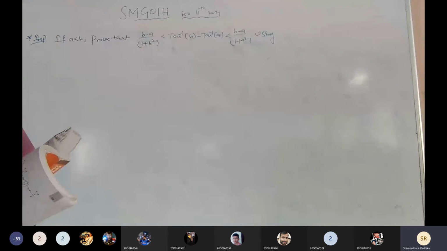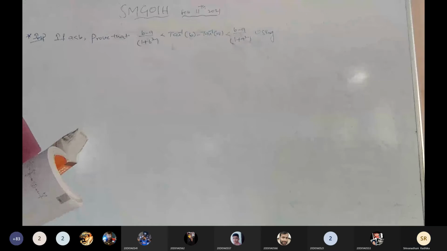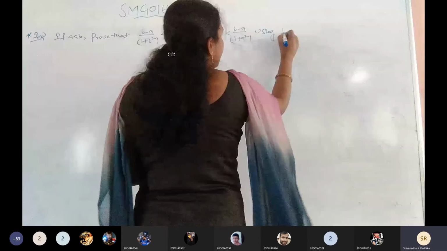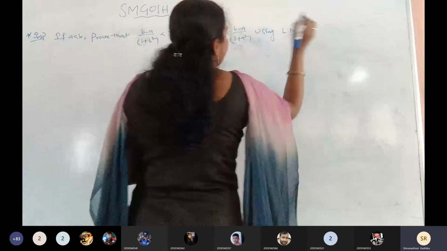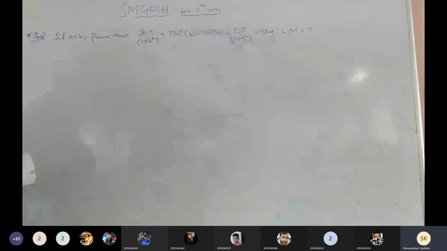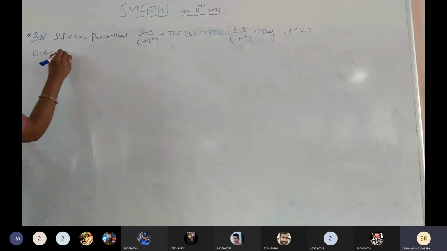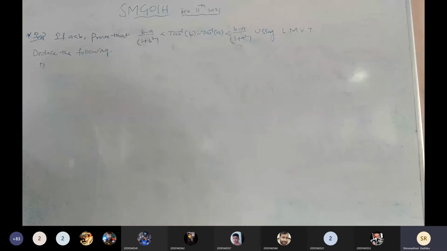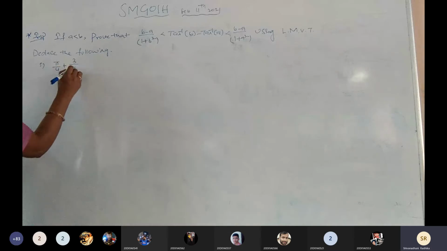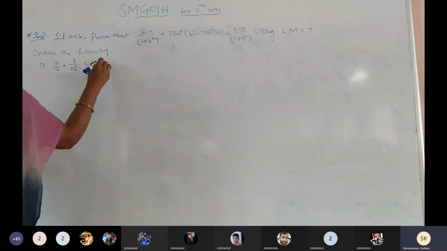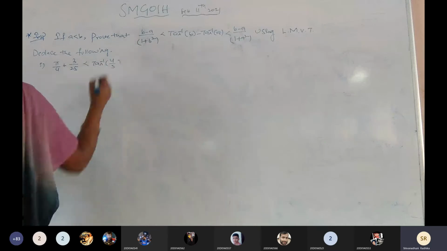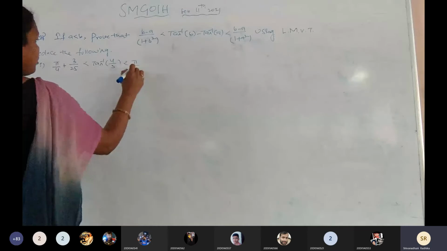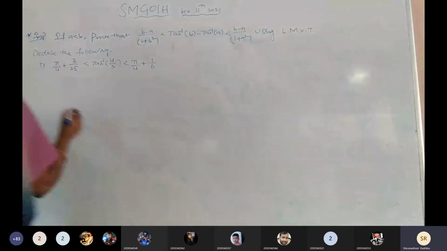Using Lagrange's mean value theorem, LMVT. Deduce the following. The first one: pi by 4 plus 3 by 25 is less than tan inverse of 4 by 3 is less than pi by 4 plus 1 by 6.